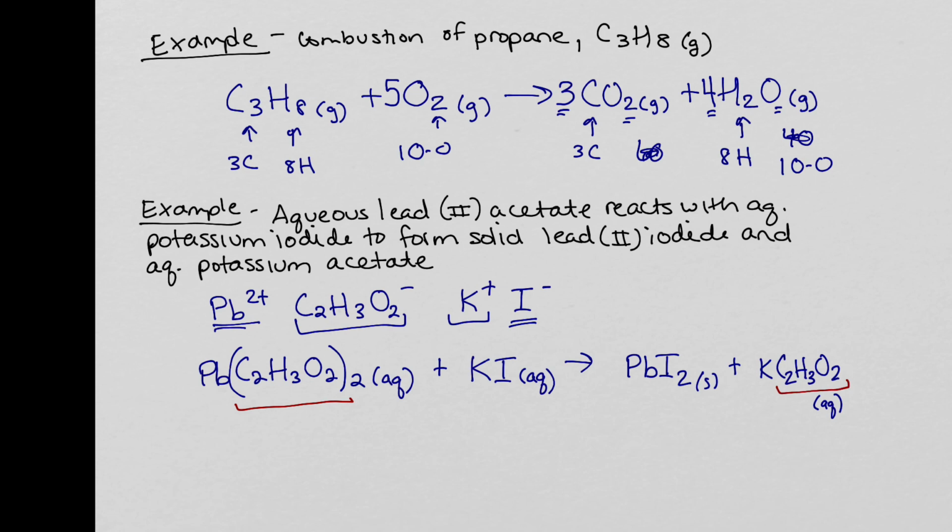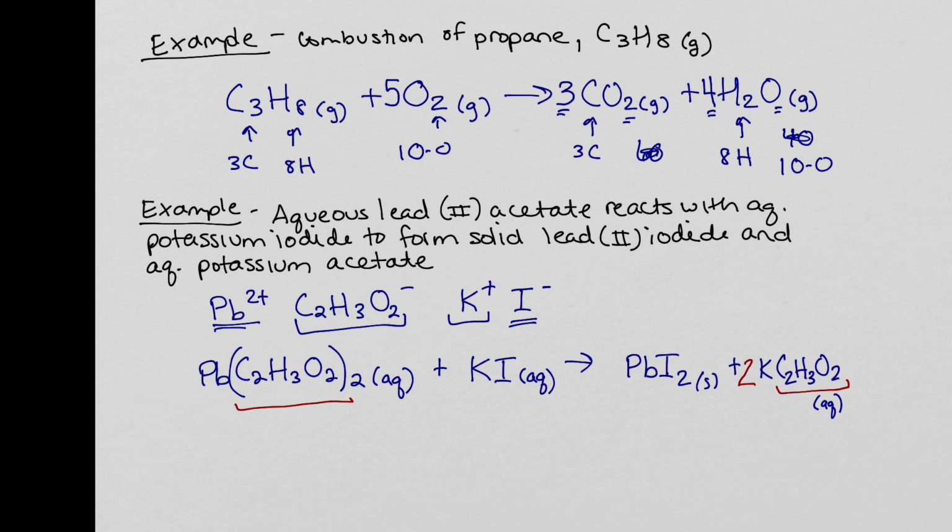So I could say that I've got 2 acetates on my left side, on the reactant side, and only 1 acetate on the right-hand side. So in order to balance that, I could put a 2 right here, and now I've got 2 acetates on the right and 2 acetates on the left. So I balance the entire thing as a unit.